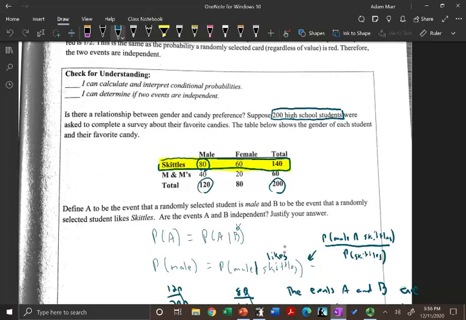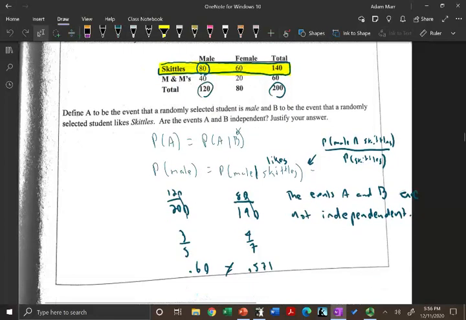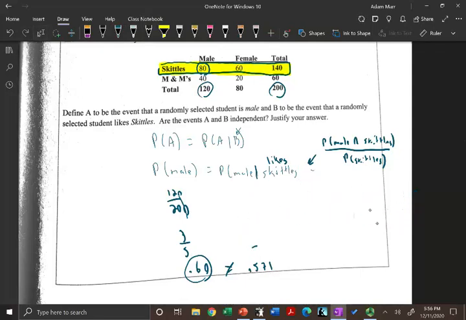Okay, so probability of male given that the student likes Skittles. So the probability of a student being male right there is 120 over 200. Okay, that reduces to 3/5, which is 0.60. The probability right here that the student is, let's go and just work this so you can see how I got this, that a student is a male given that they like Skittles. All right, let's see if we can figure this out.